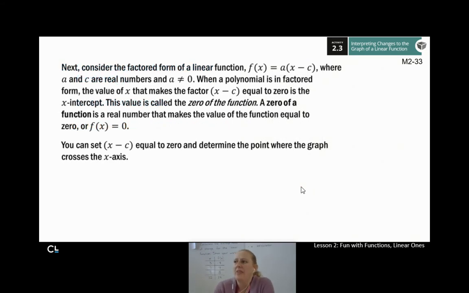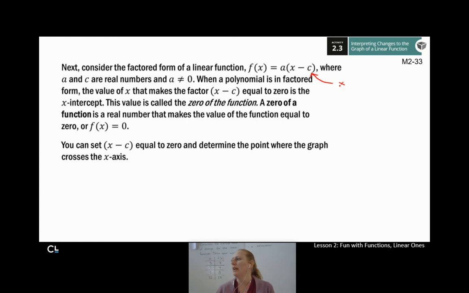Now let's talk about that factored form. We talked about the factored form before. Let's talk about it again. So we know that general form is f of x equals ax plus b, but check out factored form. It's f of x equals a times the quantity x minus c. All right, and that's changed things a little bit, right? We still have a, it's still there, but that c has a few names.